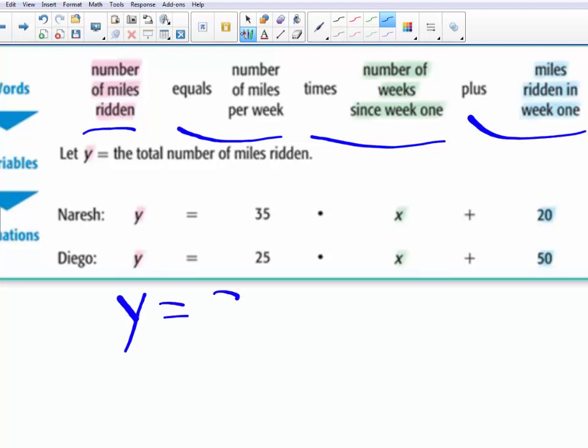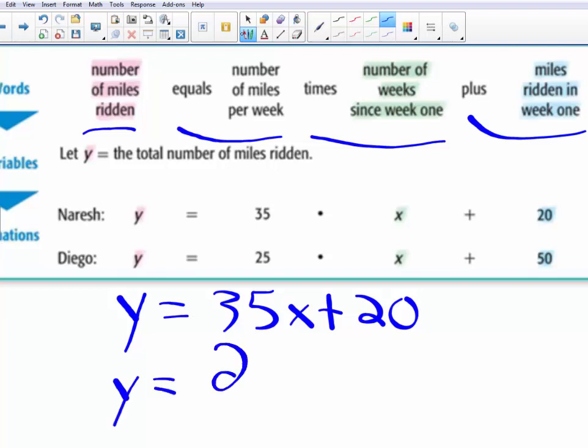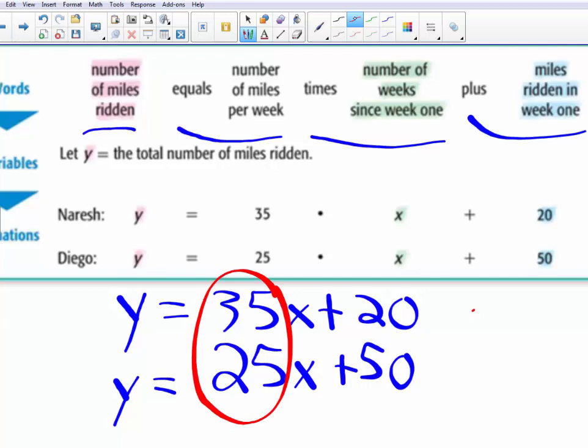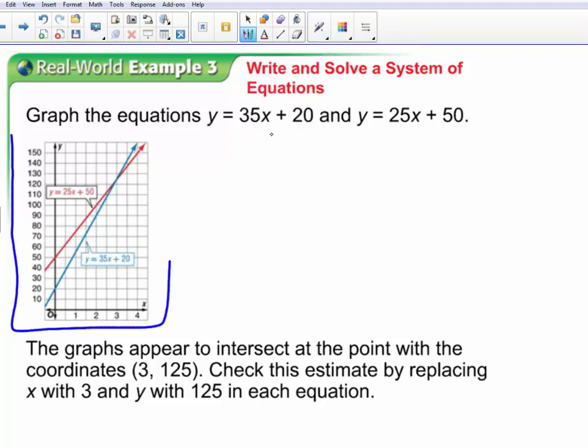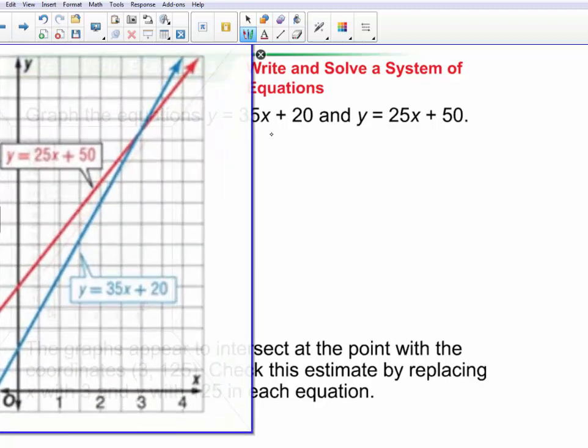So if you can't read that, y equals 35x plus 20. The other one, y equals 25x plus 50. So this is, again, the rate at which they're riding and what they've already ridden. Okay, so that's creating your linear system. You go to graph these. Here's your point of intersection. So you make that bigger a little bit.